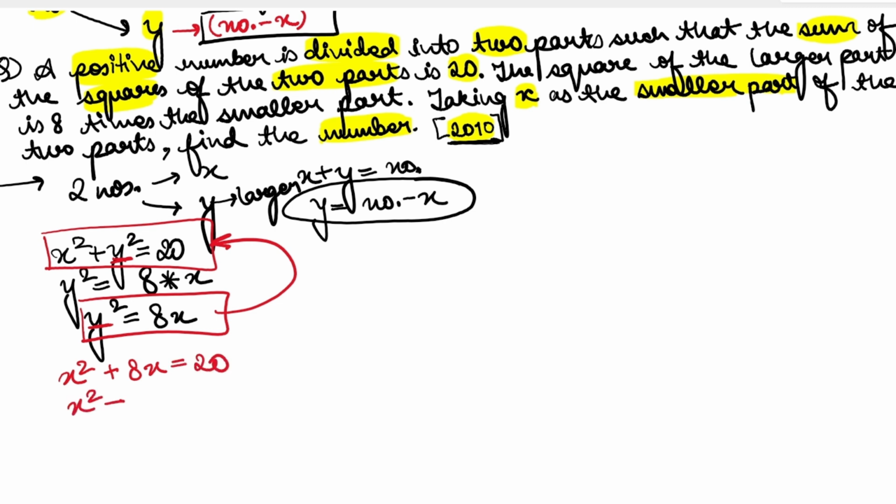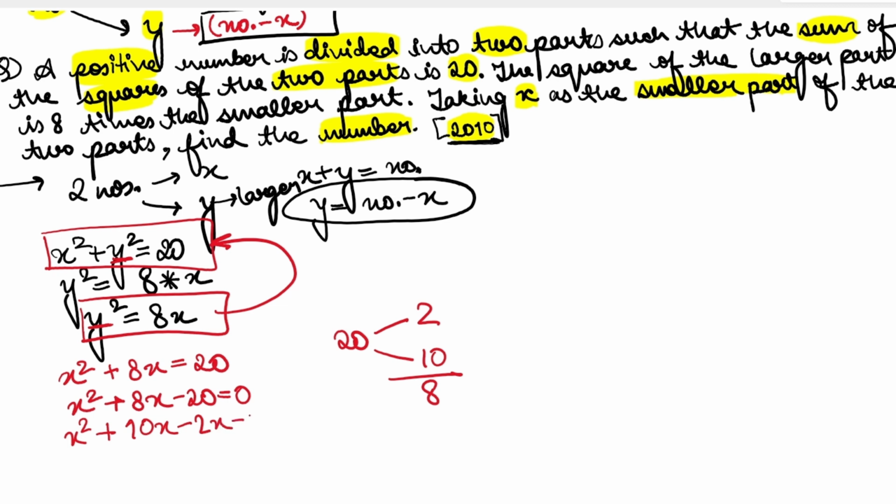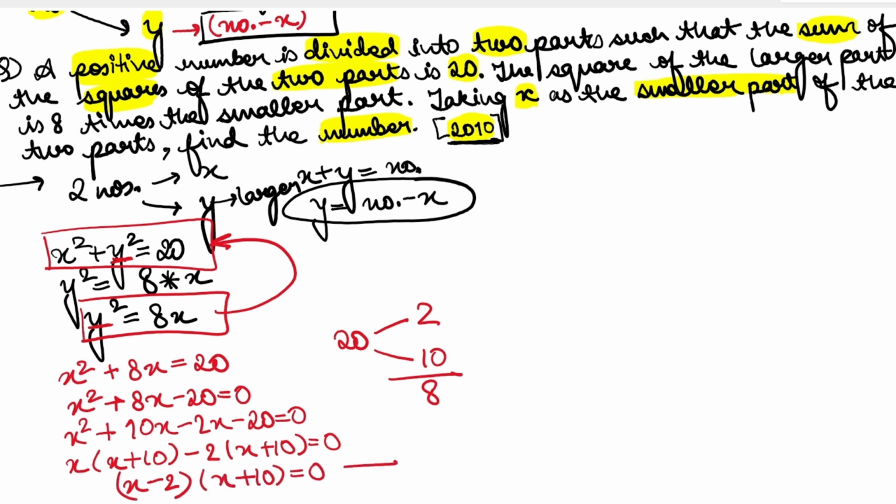Now again, x square plus 8x minus 20 becomes equal to 0. So now we will divide 20 into 2 parts, 2 and 10. If we take the subtraction of these two, we get 8. So you get x square plus 10x minus 2x minus 20 becomes equal to 0. So we'll take x as common. So x plus 10 and then 2 x plus 10 becomes equal to 0. So x becomes equal to this. Okay, so now we can write the final: x is equal to 2 and minus 10. So these are the values of x.